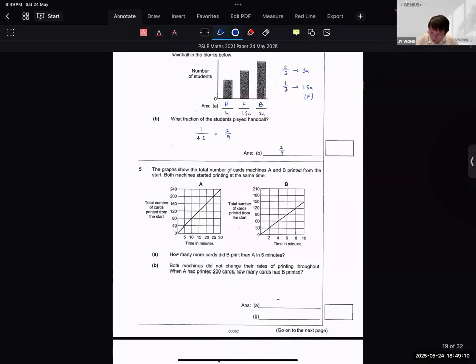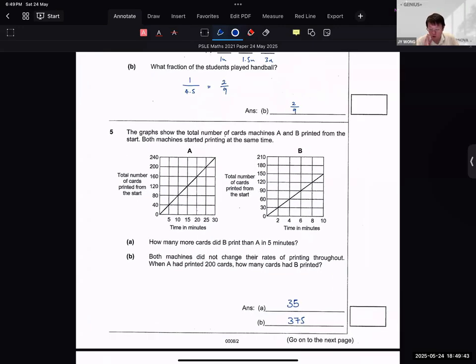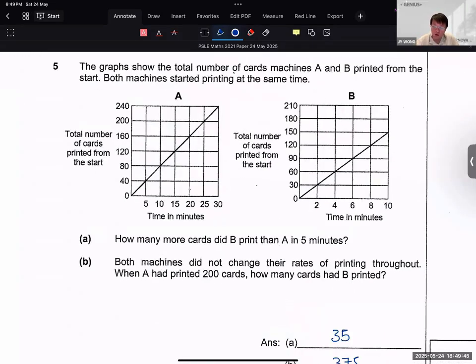Part A is 35. The correct answer for part B is 375. This question tests you on your ability to interpret the graph. And you must pay attention to the unit given in your axis. This one is every 5 minutes, not every 1 minute, while the other one is every 2 minutes. So some students didn't read this part clearly. You think that they are the same axis. They are not. So that is where a lot of people will have made a mistake.